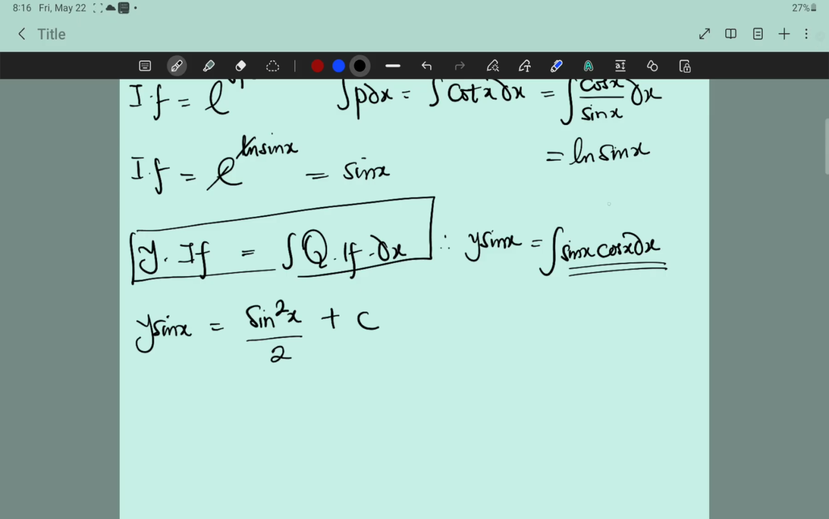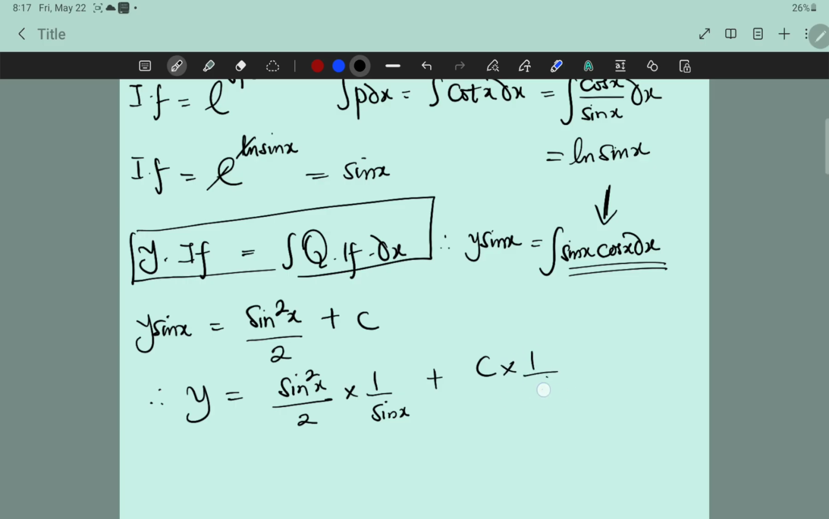Anyway, we're going to treat this part in our series called integration, right? We're going to treat that there, integration. So this is what we have here. And so we say that y is equal to sine squared x divided by 2 times 1 over sine x plus c times 1 over sine x.